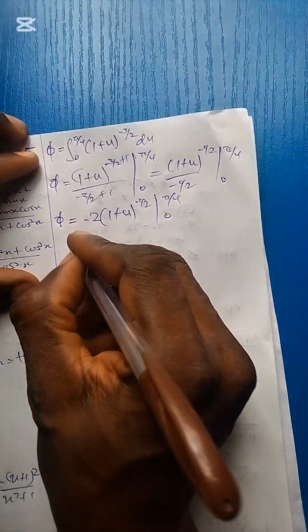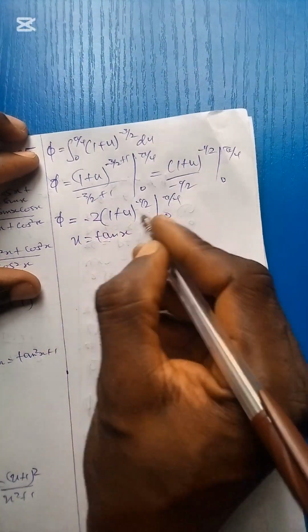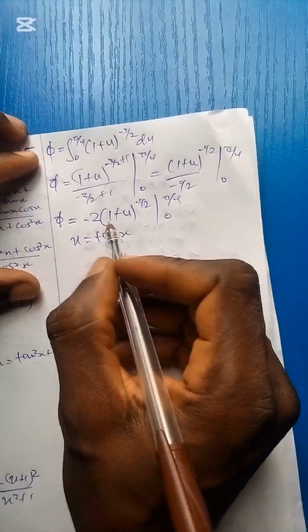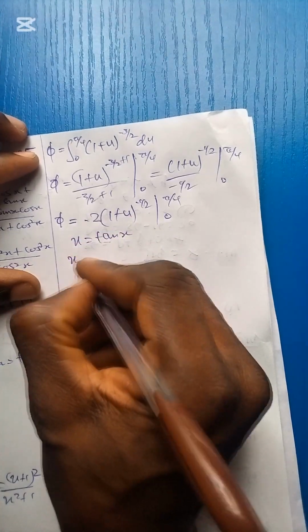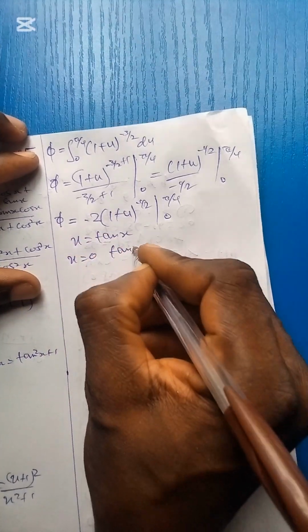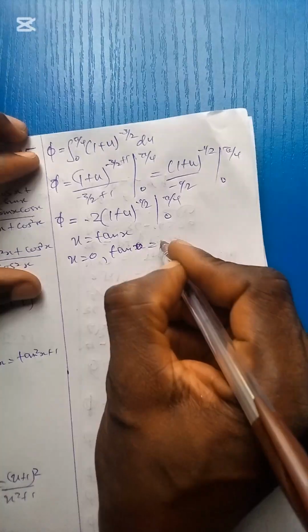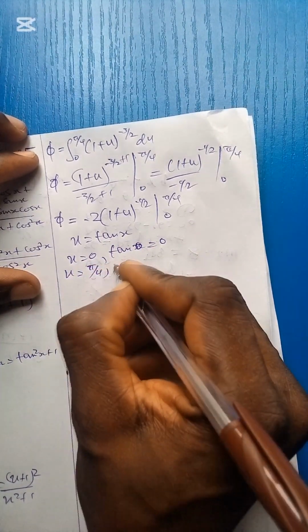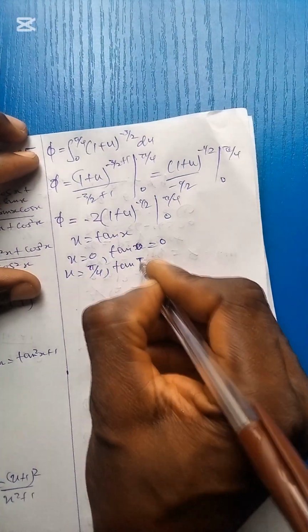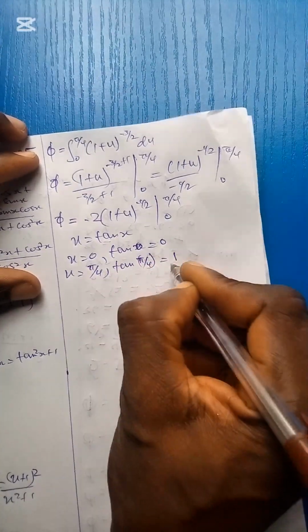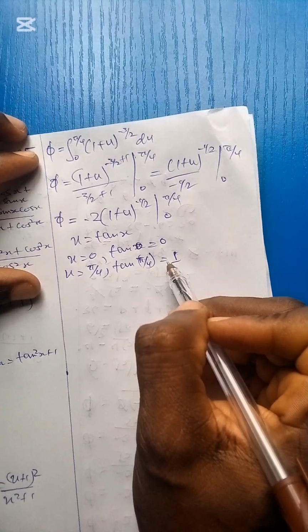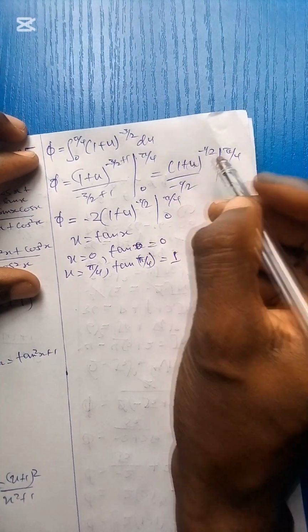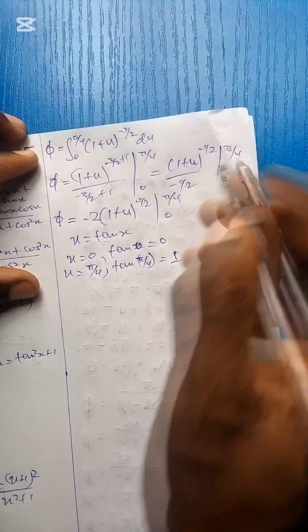Let us recall that u equals tan x. So we now need to substitute tan x for u back. However, let us evaluate the boundaries. When u equals 0, tan x, that is tan 0, is equal to 0. And when u equals pi over 4, tan pi over 4 is equal to 1. So I will now write 1 for pi over 4 in place of u or tan x, and 0 for where I have the boundary as 0.